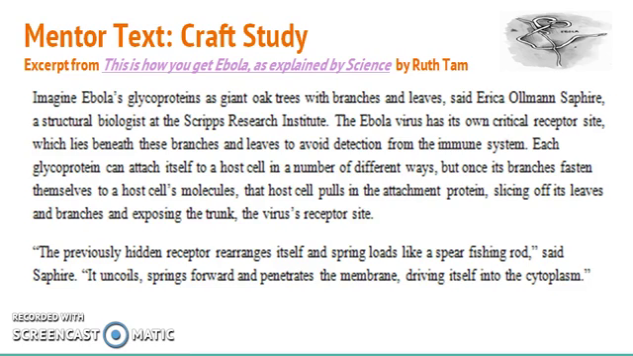Let's take a close look at this excerpt from the article, This is How You Get Ebola, as Explained by Science by Ruth Tam, and study the craft moves the author makes. More specifically, let's look for the comparisons and relationships the author uses to illustrate complex or abstract ideas.